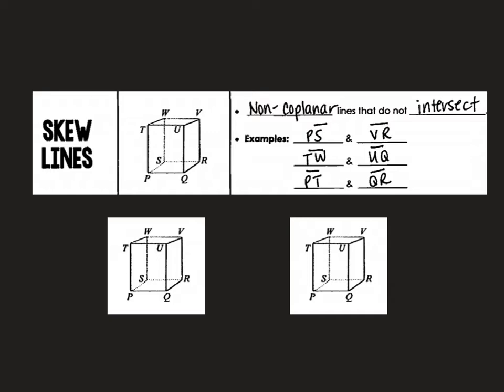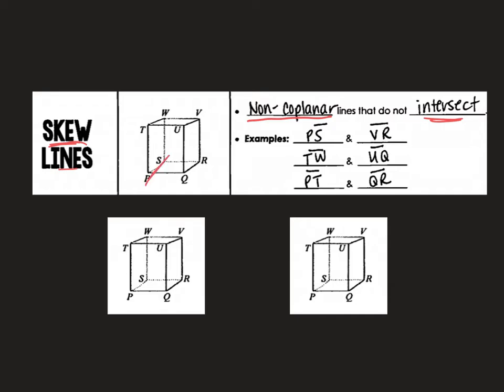Now this will probably come as a new vocab word to you: skew lines. What are skew lines? Skew lines are non-coplanar lines that do not intersect. So there are two types of lines that don't intersect. Non-coplanar are called skew. Coplanar are called parallel. So let's get an example.